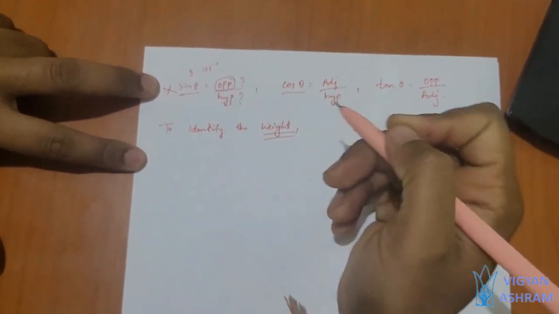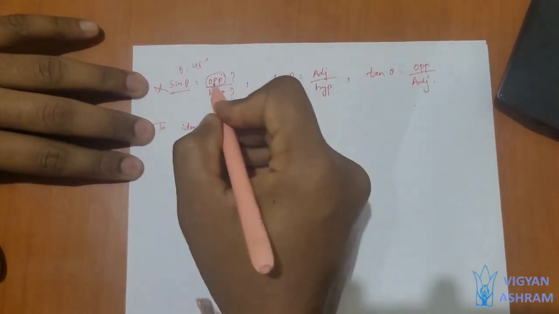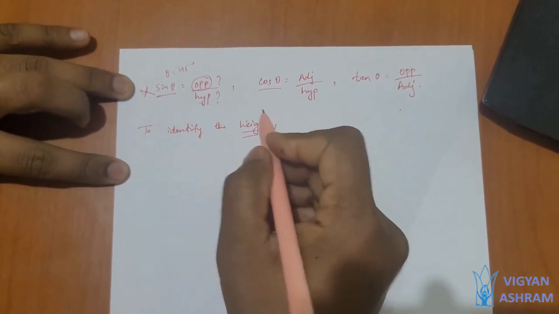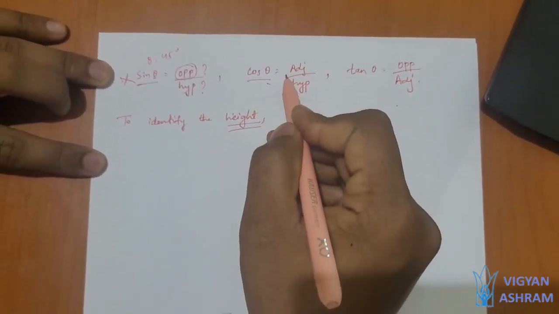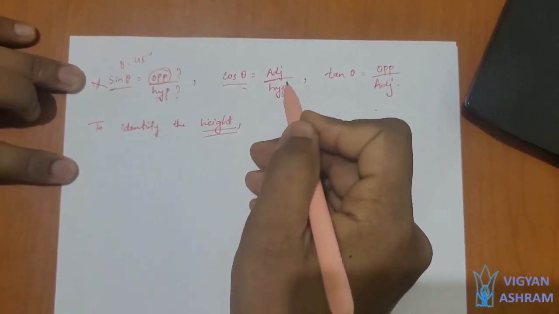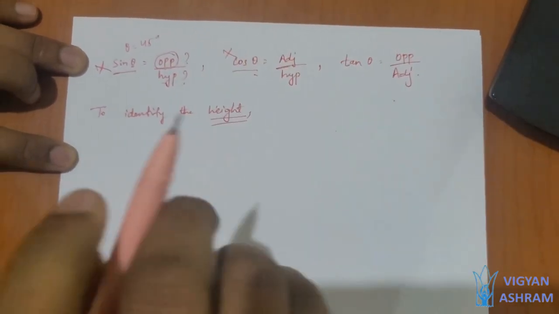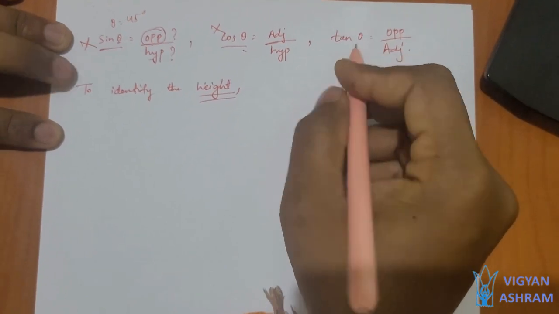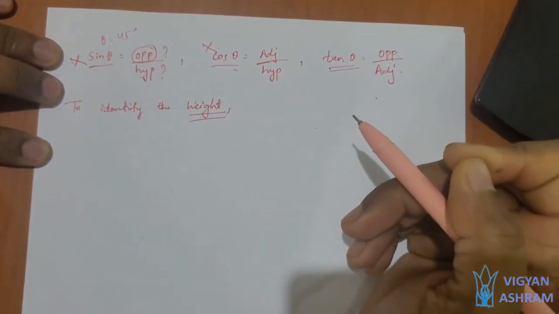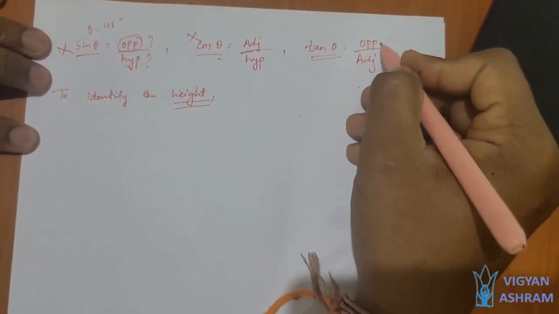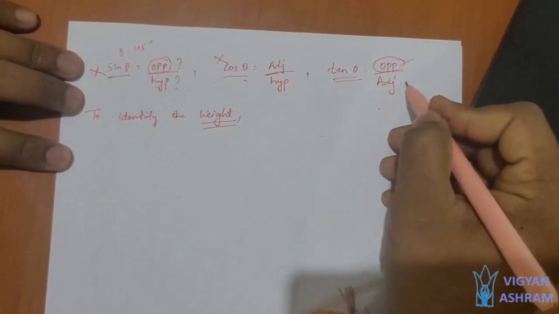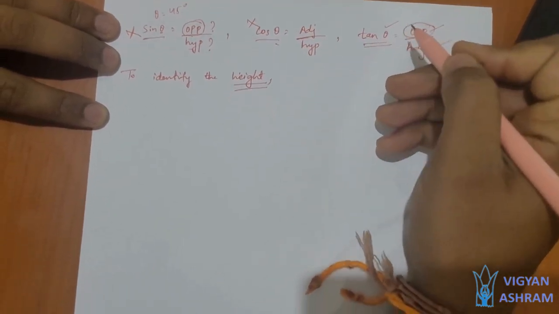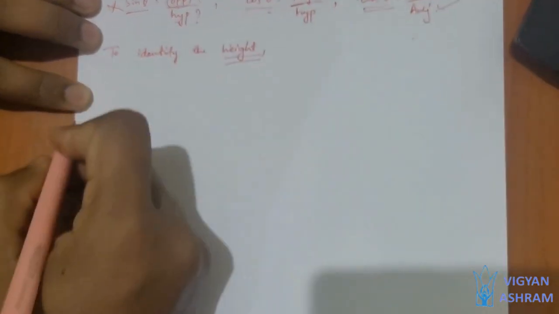In cos theta, we have to find the height, right? To find the height, we need the opposite side. But in cos theta, we don't even have the opposite side mentioned in its formula. So we cannot use cos theta. So the only option is tan theta, because we have to find the opposite, we know the adjacent, and we know theta. Okay, so I'll be using this formula.